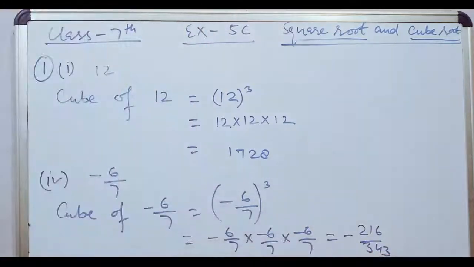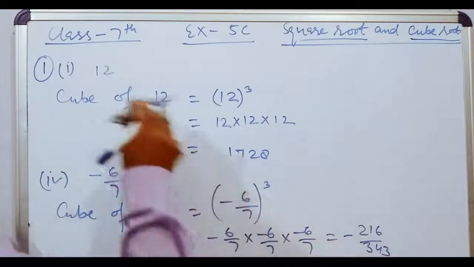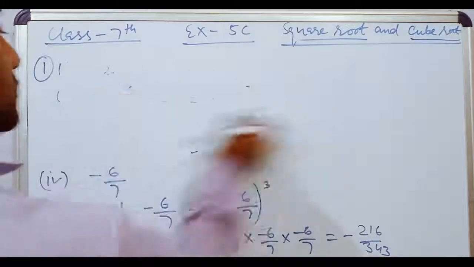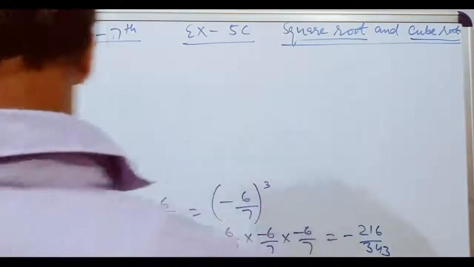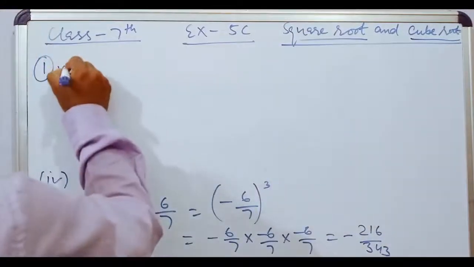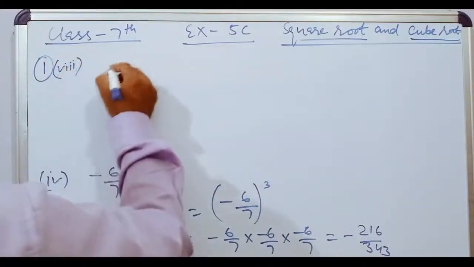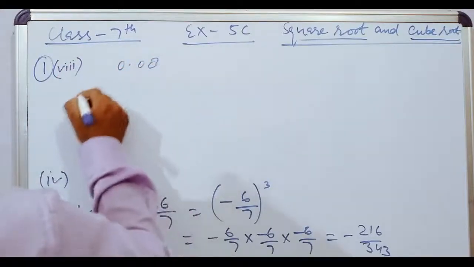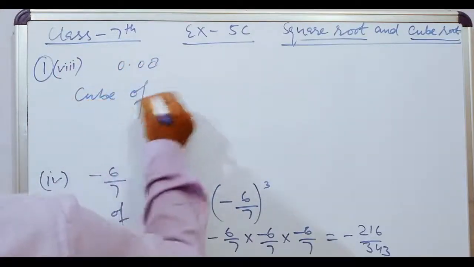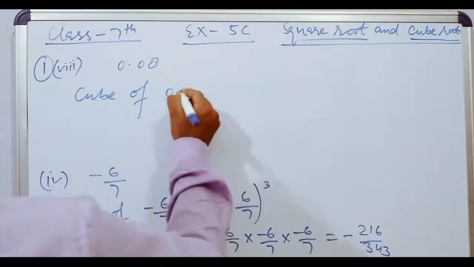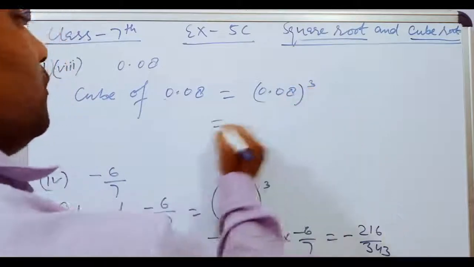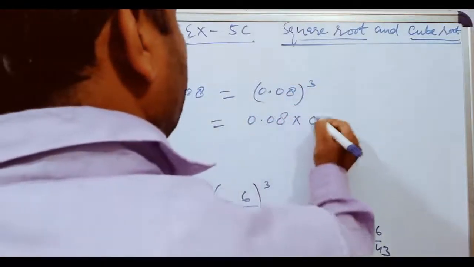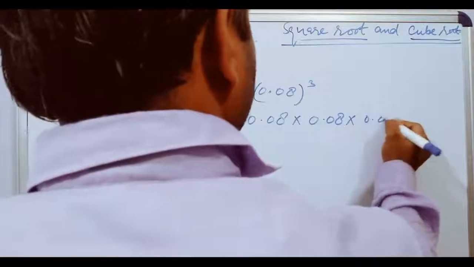So, next, now, 8th part, 0.08. Cube of 0.08 equal to 0.08 whole cube. 0.08 into 0.08 into 0.08.